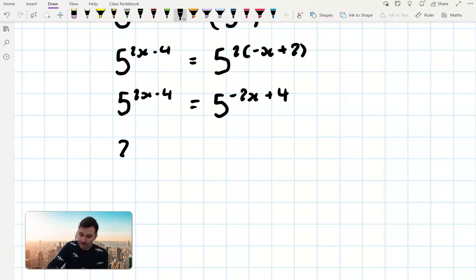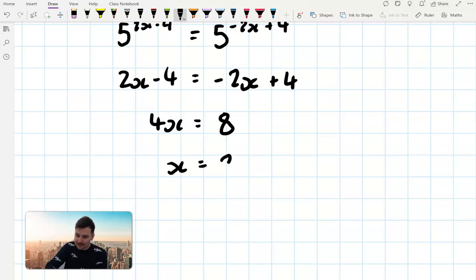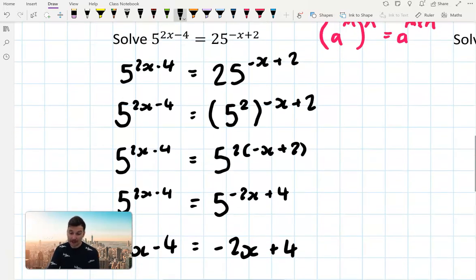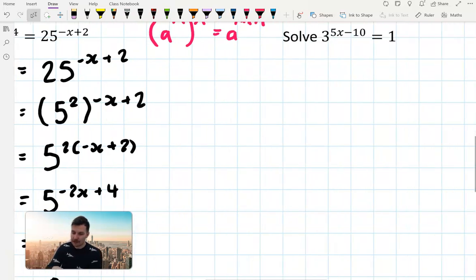So what we can infer from that is that 2x take 4 is going to be equal to negative 2x plus 4. Quick bit of solving for this one. Add 2x to both sides gives us 4x on the left. Adding 4 to both sides gives us 8 on the right. And then dividing is going to give us x is equal to 2. So yeah, that's an example where we've got to make the bases the same, but also use a little bit of our index laws knowledge as well.